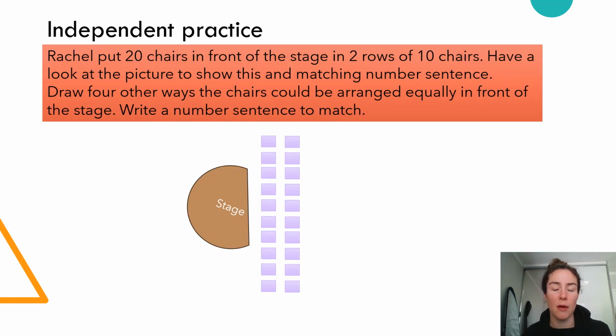This is another word problem that you can practice your skills with and answer. This one is optional. I just forgot to write the word optional against the independent practice up the top here. So if you have done the 2 slides before and that's all you have time to complete, then that's totally fine. But if you have some extra time and would like to complete this question as well, feel free.